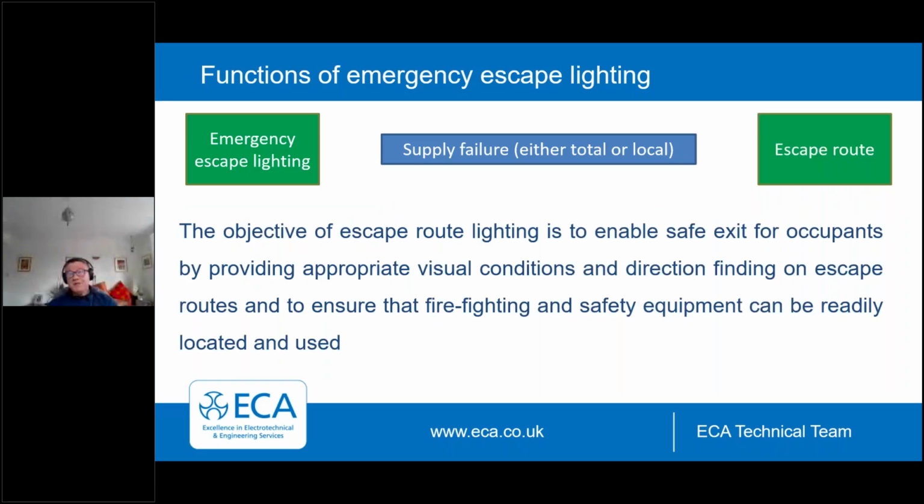The objective, of course, of the escape routes or the escape route lighting is to enable safe exit for occupants by providing appropriate visual conditions and direction finding on escape routes to ensure that firefighting and safety equipment can be readily located and used. And of course, you can also find your way out. So in other words, it gives us a degree of light when in an emergency. We can get to where we need to go. It's as simple as that, really, without stumbling into each other. And we can find equipment that we may need to find, firefighting, first aid room, that sort of thing.